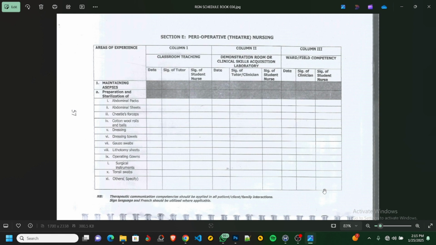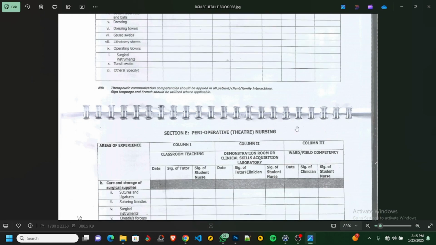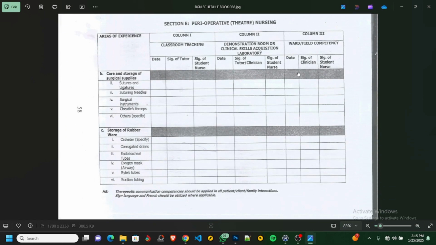So that is what we have here, and you do the same thing. Let's say an example, cotton wool rolls and balls. Just preparing cotton wool rolls and balls. That's one. You can easily sign competency for it, and you are gone. Preparation for sterilization: if you prepare any of these abdominal packs, abdominal sheets, shuttle forceps, all these ones, when you prepare them and then you send them for sterilization, you can easily sign for their competency, and that is how it goes.